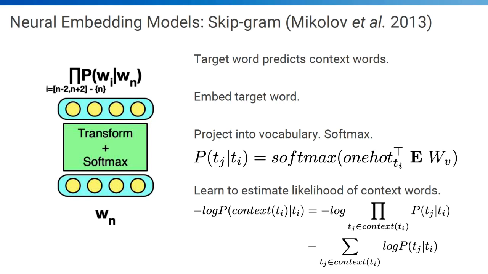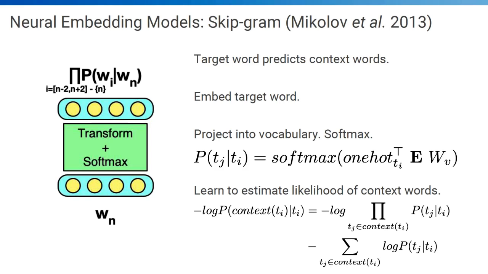Another variant on this is the skipgram model, which is also under the word2vec header. And this is sort of turning the previous model on its head, where the target word is predicting the context words. So the idea here is that you're going to embed the target word with your embedding matrix, which again you're jointly training, and you're going to project that straight into the vocabulary and put it through a softmax. So that's giving you a distribution over other words in the vocabulary given that word. And we're going to learn to estimate the likelihood of all the context words.